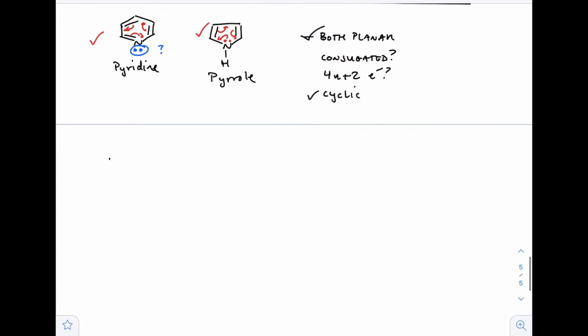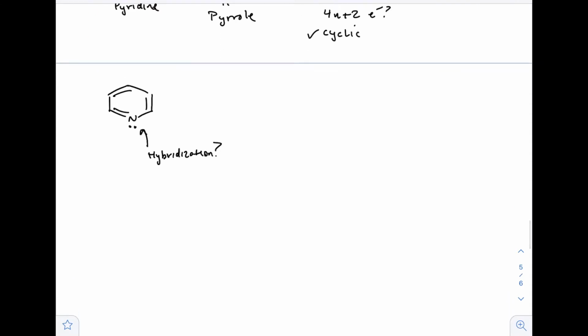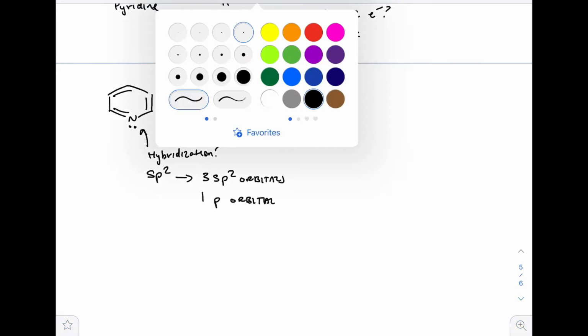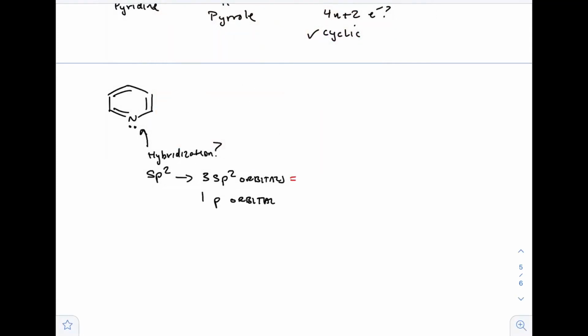Can we use that to do resonance as well, right? So let me redraw this guy, okay? So this nitrogen right here, what's the hybridization would be the question, right? So it's a nitrogen with 3 regions of electron density, and so it's sp2 hybridized. So that means it's got 3 sp2 orbitals and 1 p orbital, okay? And remember that p orbital is used to make pi bonds, right?